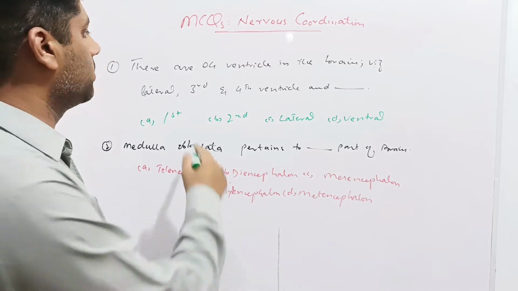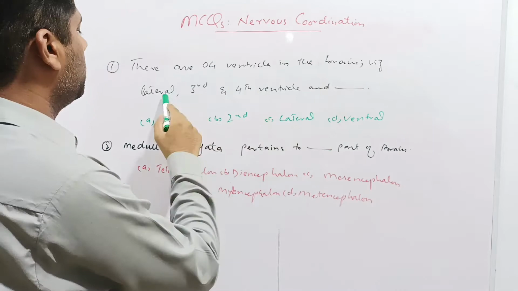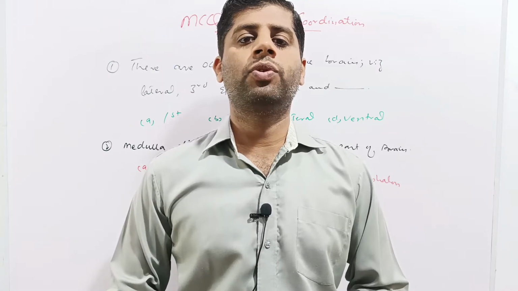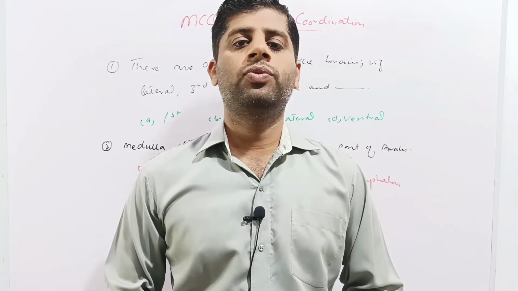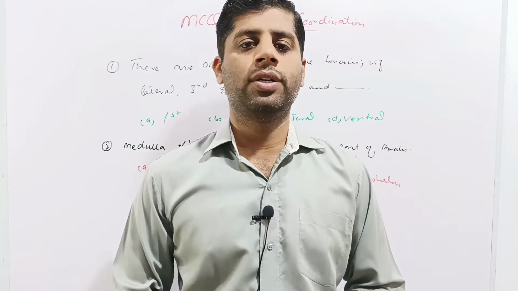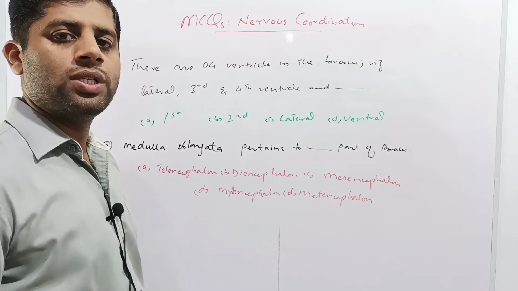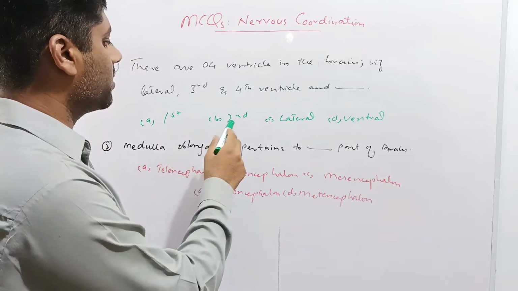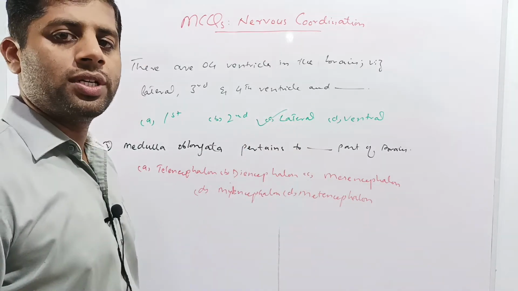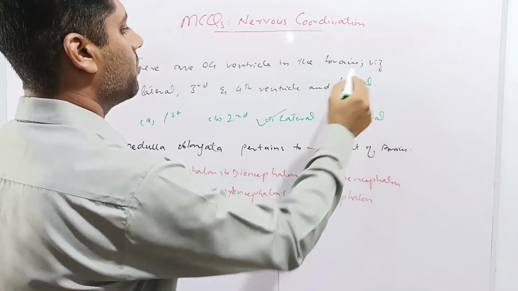The first question is, there are 4 ventricles in the brain with lateral, third, fourth ventricle and dash. It's a simple and informative question that there are 4 ventricles present in the brain. Out of these 4 ventricles, there are 2 lateral ventricles, one is called third ventricle and the other is called fourth ventricle. So in this question, the lateral, third and fourth ventricle are already described, while the fourth one is asked here. The given options are first ventricle, second ventricle, lateral or ventral. So option C is correct because there are 2 lateral ventricles, one third ventricle and the other fourth ventricle. So there will be lateral ventricle.